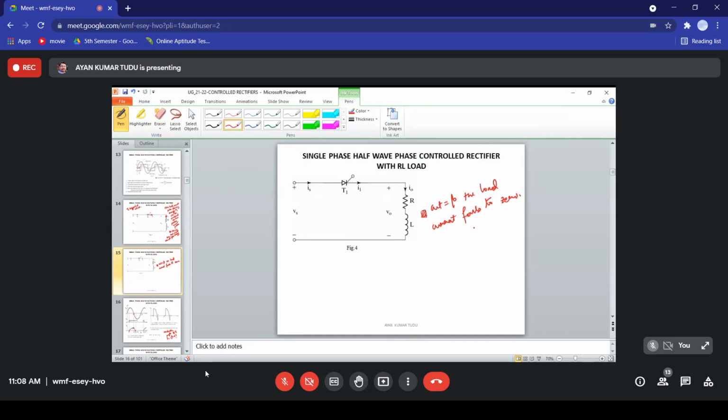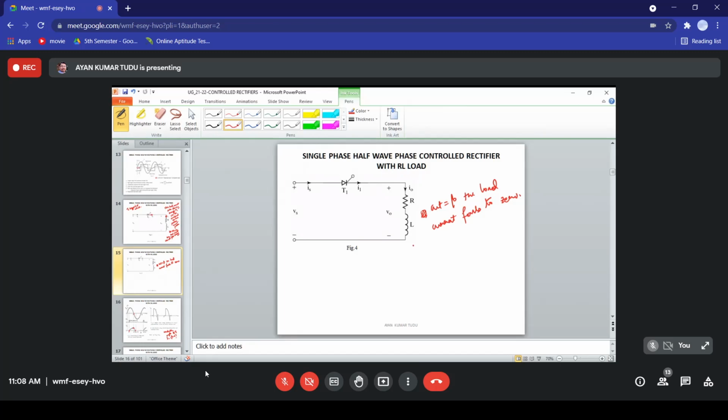So one thing is clear, that the thyristor T1 will continue to conduct the load current until all the inductive energy stored in the load inductor is completely utilized. Whatever energy is stored in the inductor will be fully used, and only then the load current through this thyristor T1 will fall to 0 at omega t equal to beta.